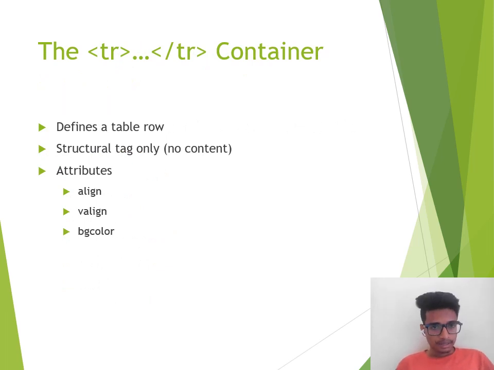The tr tag. So tr represents basically a table row. It is a tag that is used to define a table row, a structural tag only. So there will be no content in it. It is a structural tag to define a row. The attributes may be align, v-align, and background color. So these are the attributes of the tr tag. This is used to define a table row. So let's move to the next one.